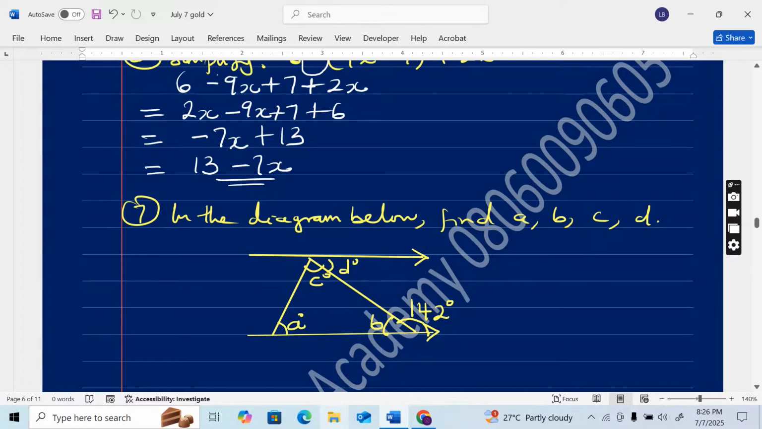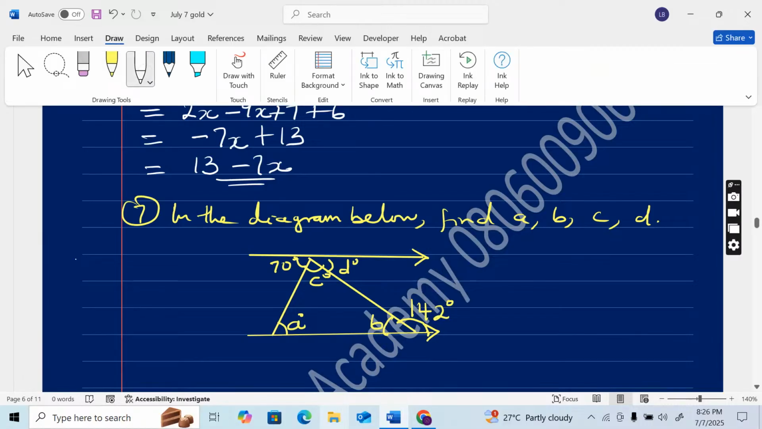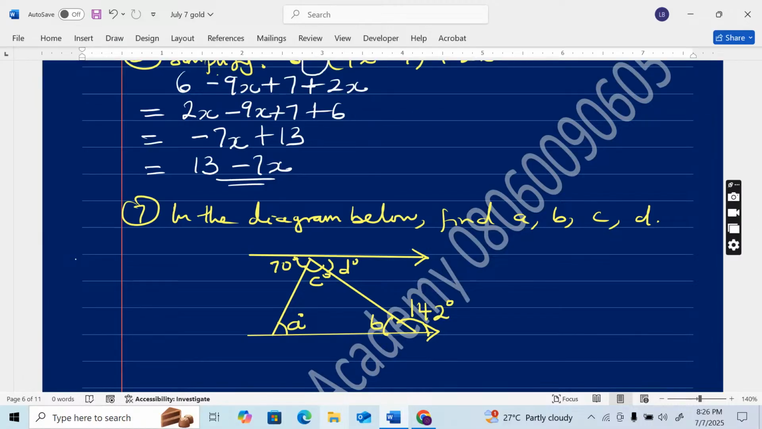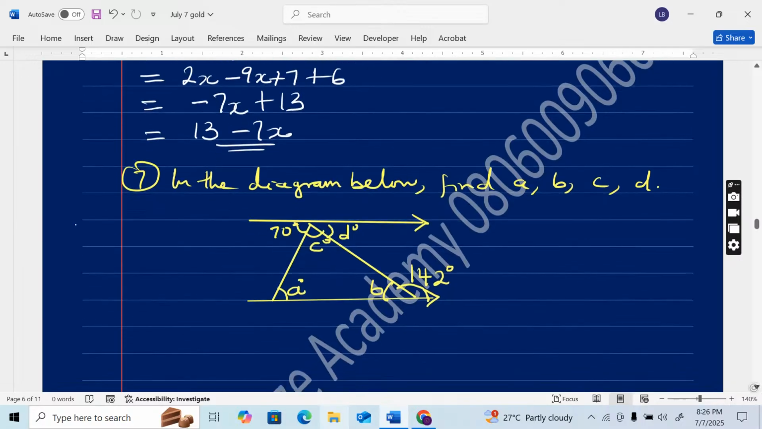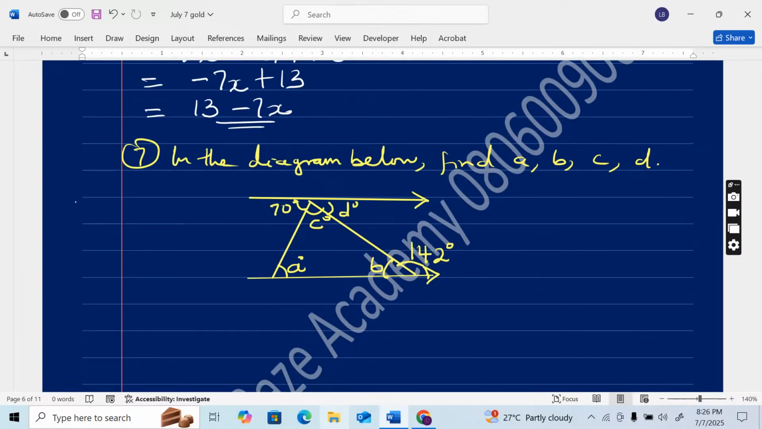All right, so I have this diagram on my screen and we have to find all the angles that are marked A, B, C, and D. Now, this diagram has two parallel lines. This is the first parallel line. I'll mark it O, and the second parallel line P. In junior secondary classes, you learned corresponding angles.